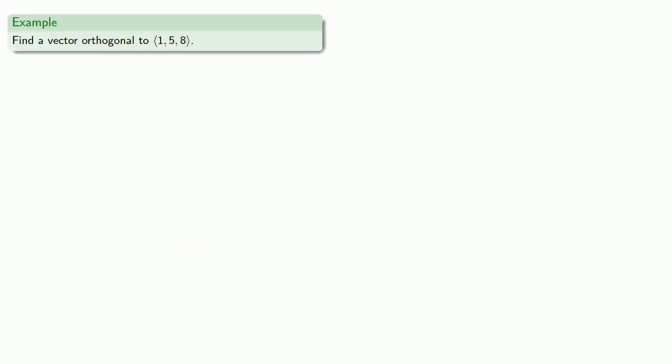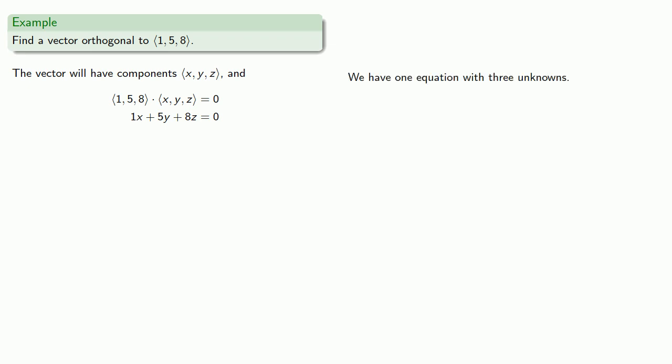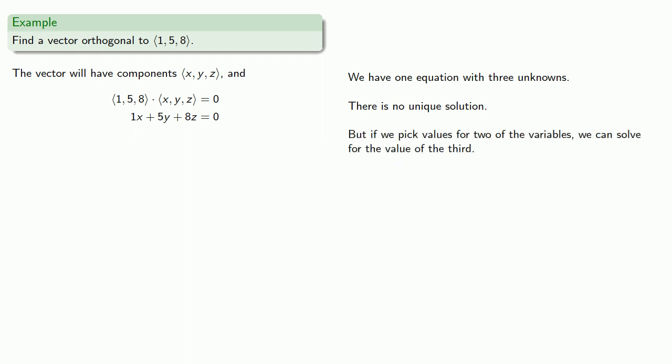Let's find a vector that's orthogonal to 1, 5, 8. And so we note that the vector will have components x, y, z, and our dot product should be 0. Well, we know how to compute the dot product. And the thing to observe here is that we have one equation with three unknowns, and we know that there is no unique solution. However, because we have one equation with three unknowns, if we pick values for two of the variables, we can solve for the value of the third.